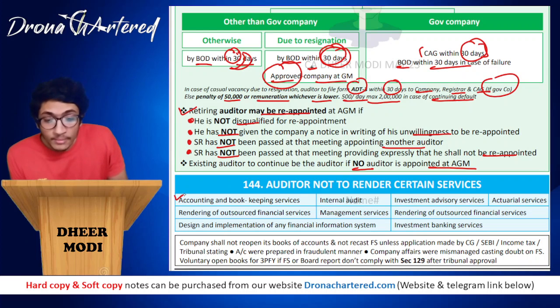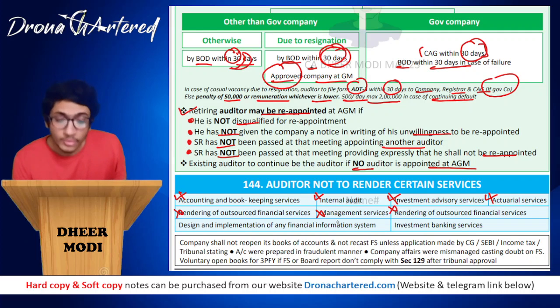So accounting and bookkeeping services are not allowed. Internal audit: if you are an auditor, then you cannot render internal audit service. Investment advisory services, actuarial services, these in fact I should all mark with crosses. That means these are not allowed. Rendering of outsourced financial services, management services, rendering of outsourced. Oh, I put the same point twice.